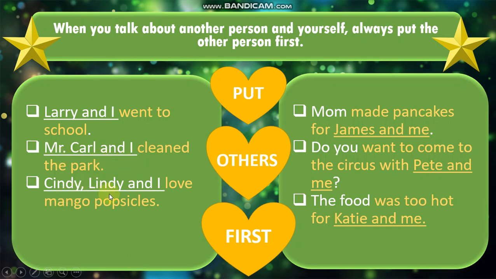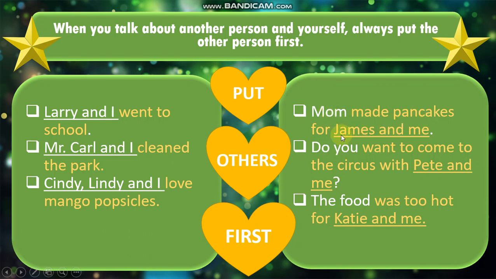Next, Cindy, Lindy and I love mango popsicles. Who loves mango popsicles? Cindy, Lindy, and I. Now there are 3 people here. Where do I place them? Before myself. I say Cindy, Lindy, and then I love mango popsicles. So put others first. Now let's look at these examples where we're using me.